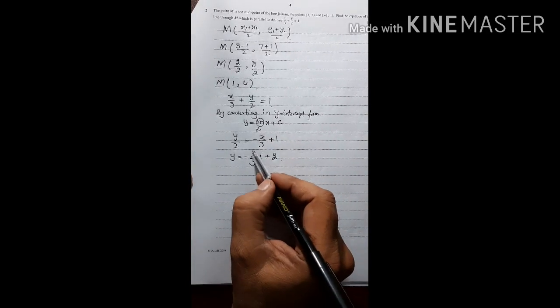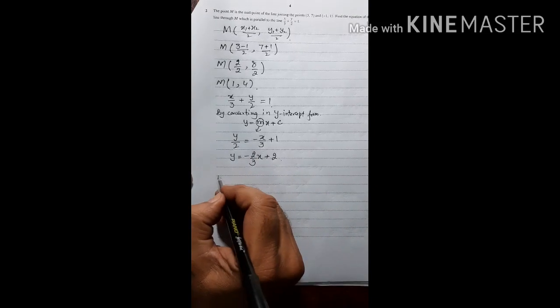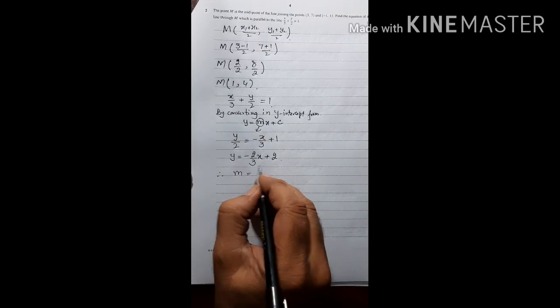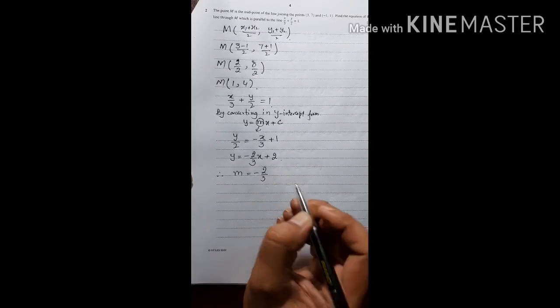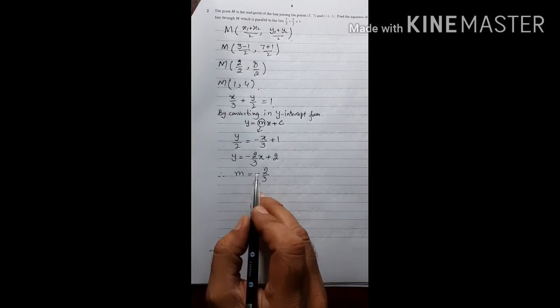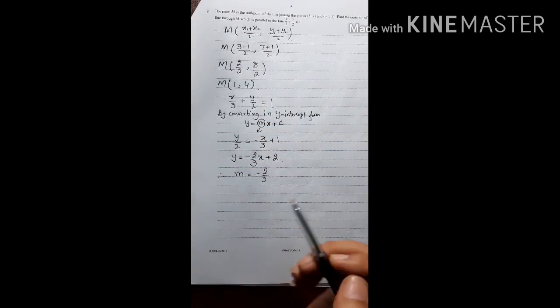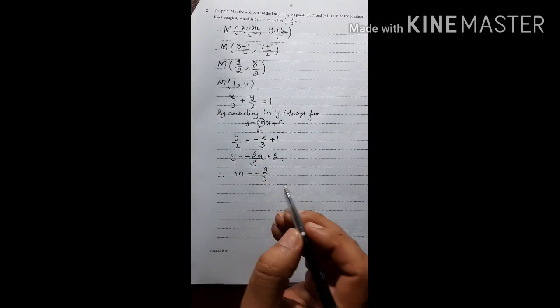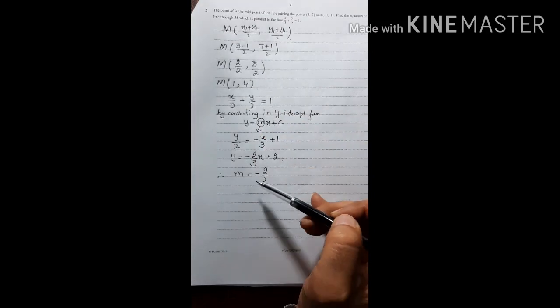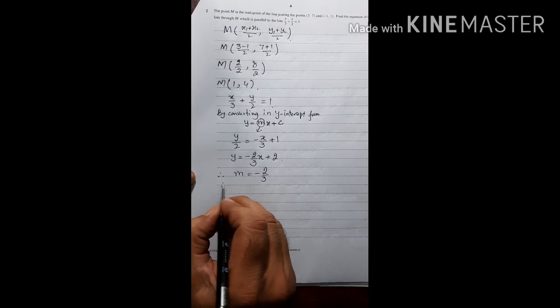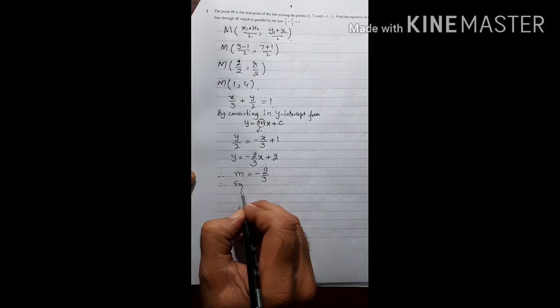So if you see, the coefficient of x is minus 2 by 3, therefore gradient of the required line will be minus 2 by 3, because the gradient of this line, so the gradient of the required line is also minus 2 by 3, because both lines are parallel. Now we have the point, midpoint, and the gradient. We can use the gradient point form.